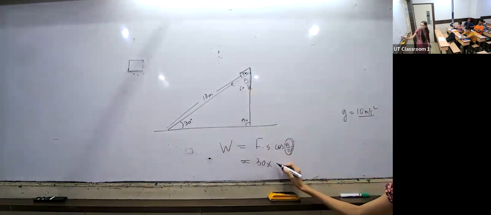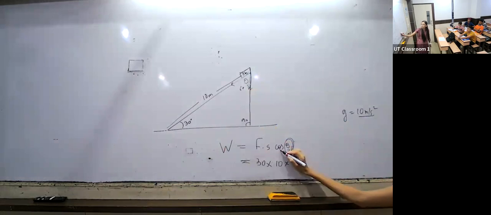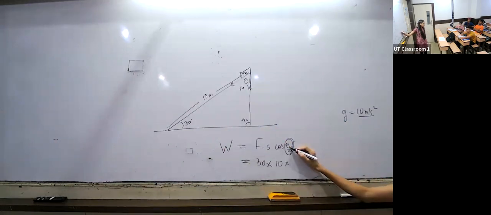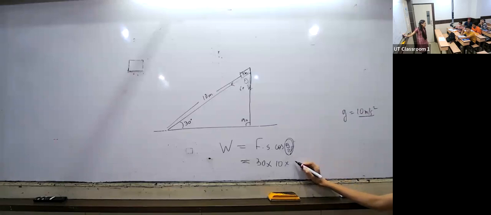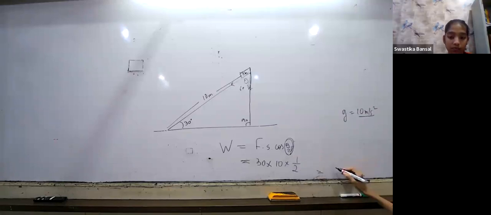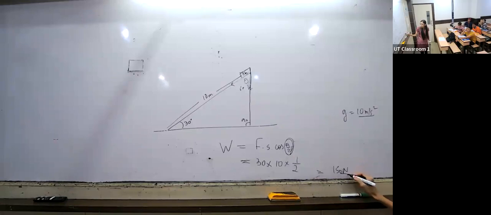30 into 10. And now, instead of cos 30, you will take cos 60. And how much is cos 60? 1/2. The answer is 1/2.